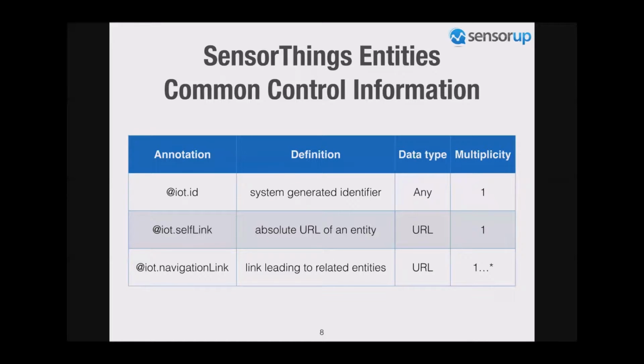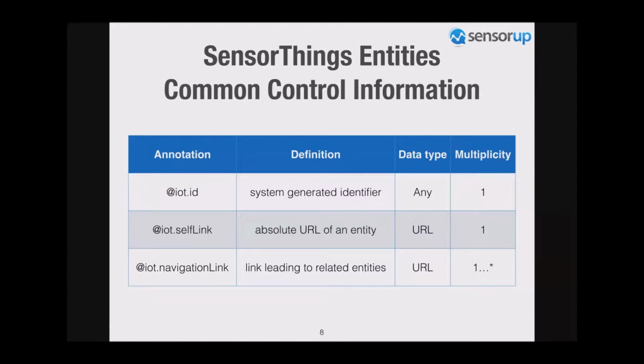For every entity, we have a common control information. I'm going to show you the detail later, but the following three are the common control information. That means each entity has the following three attributes. The first one is ID. I think you know why we need an ID. ID allows us to uniquely identify the entity. The second is the self-link. That's the URL linking to that entity. So in this case, it's easy for you to index and to link back to this entity. And the third one is navigation link. It allows you to link to the related entities of this entity.